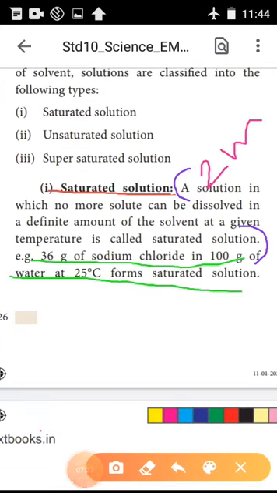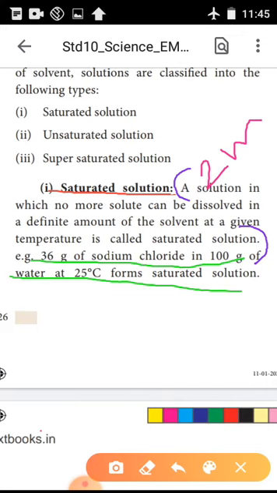See the first one, saturated solutions. A solution in which no more solute can be dissolved in a definite amount of the solvent at a given temperature is called a saturated solution. Okay, so listen here, this is one of the 2-mark questions.